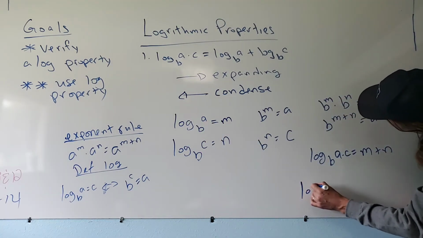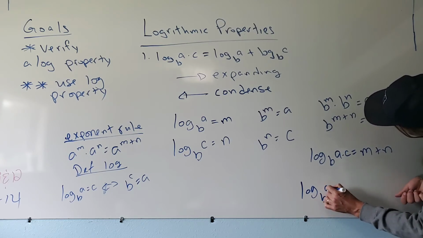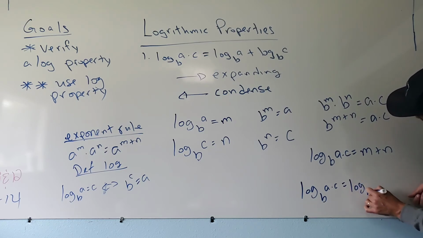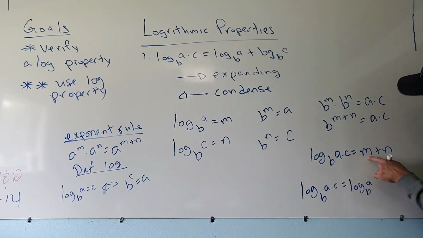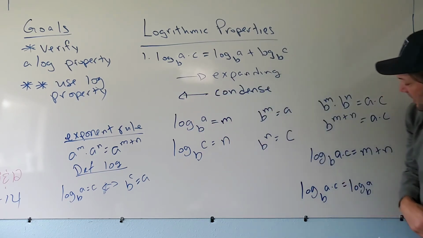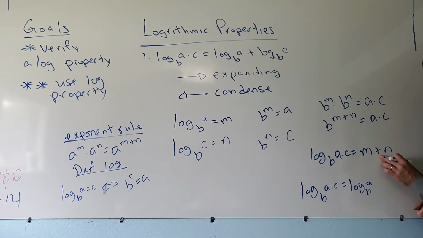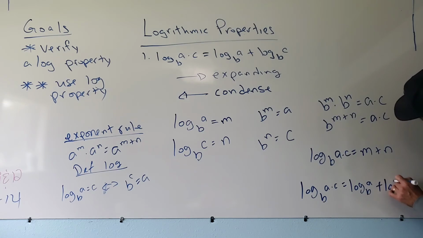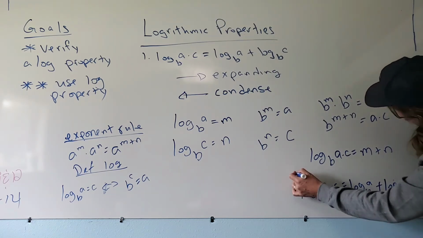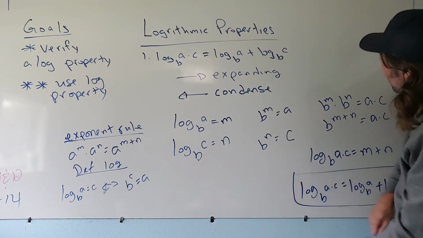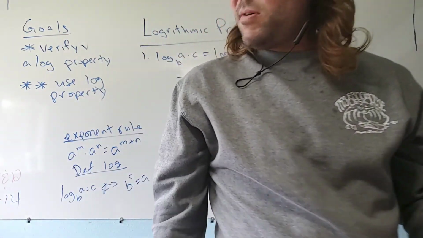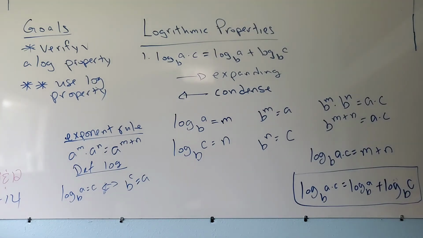So log base b of a times c is going to be equal to log base b of a, because this is this, and I can replace it with that. The same thing is going to be true for n, so instead of saying n, I'm going to replace it with log base b of c. And in doing so, I just verified that property. So now we know that this is a good property. We know that this property works. And I want to make sure that everything is in the picture, and it is.